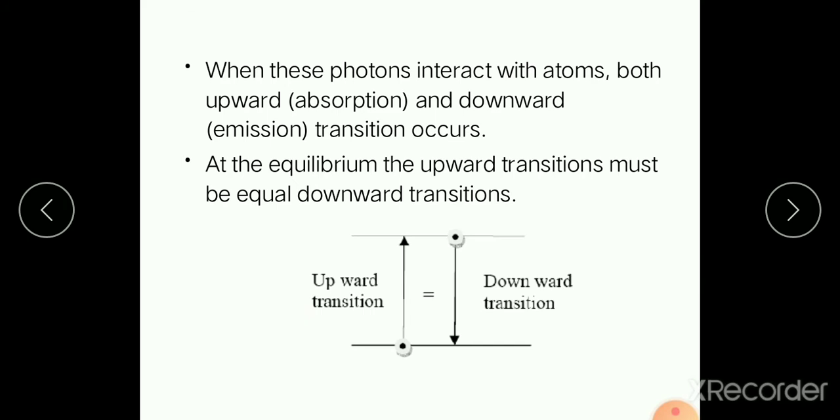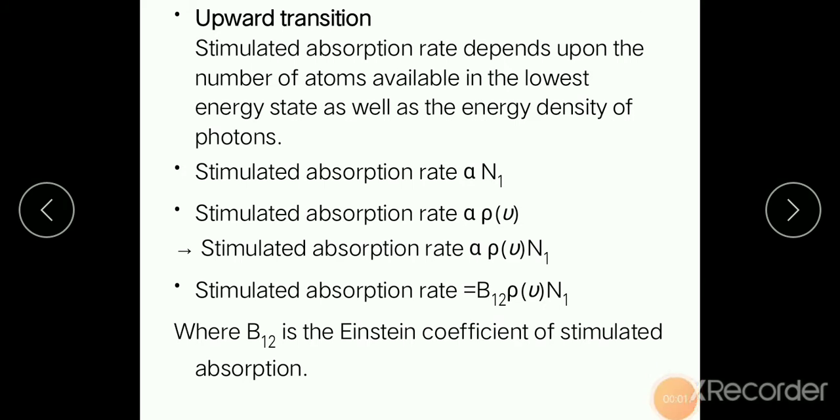When these photons interact with atoms, both upward, it means absorption, and downward, it means emission, transitions occur. At equilibrium, upward transition is equal to the downward transition. Upward transition is nothing but stimulated absorption. Here the stimulated absorption rate depends on two factors: one is the number of atoms available in the lower energy state as well as the density of photons. Hence the stimulated absorption rate is directly proportional to N1 and also directly proportional to rho of nu.